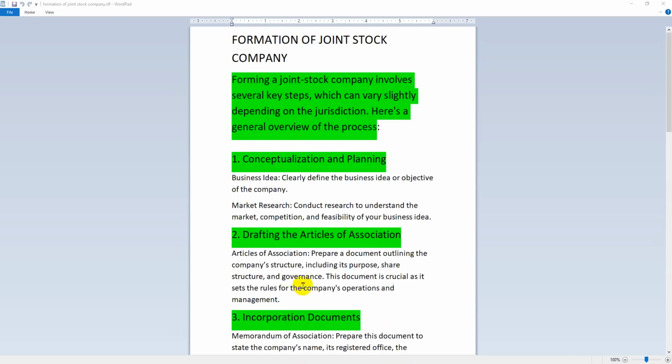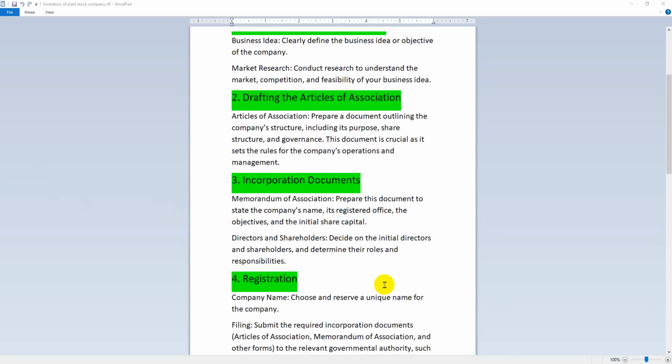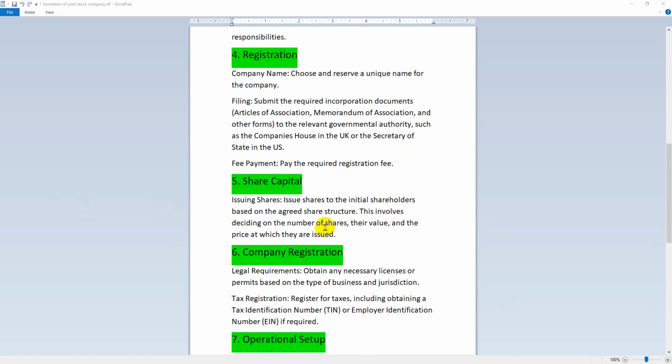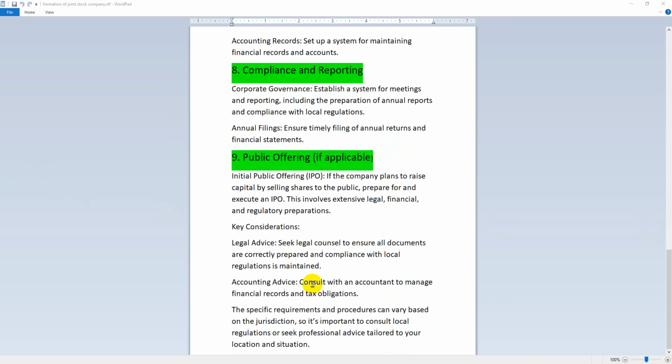So guys, in this video we have discussed the formation of a joint stock company. If we want to form a joint stock company, then we have to follow these steps: conceptualization and planning, drafting the articles of association, incorporation documents, registration, share capital, company registration, operational setup, compliance and reporting, public offering if applicable.